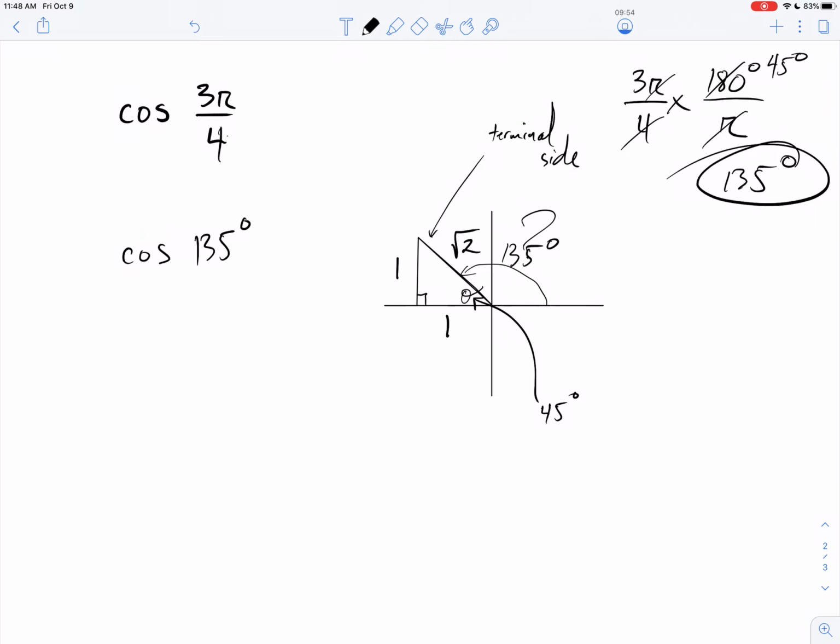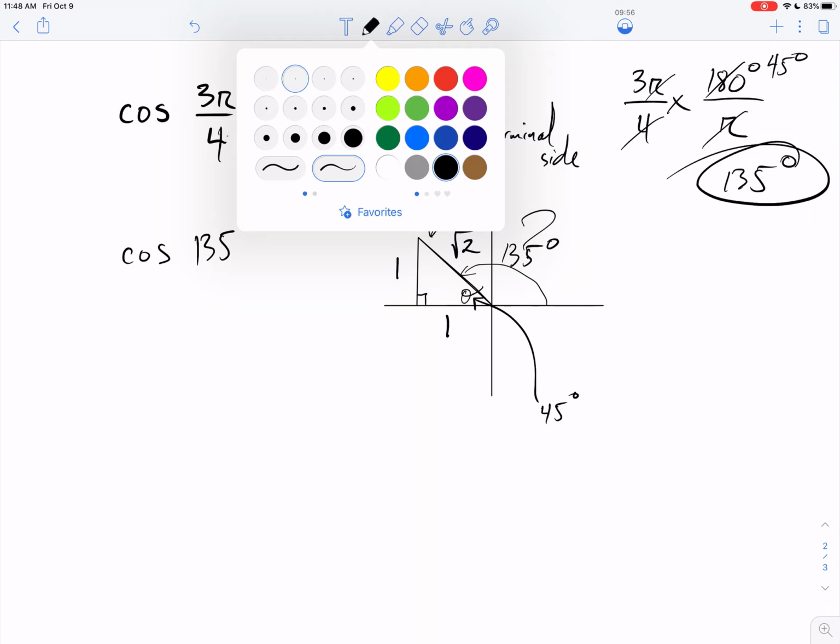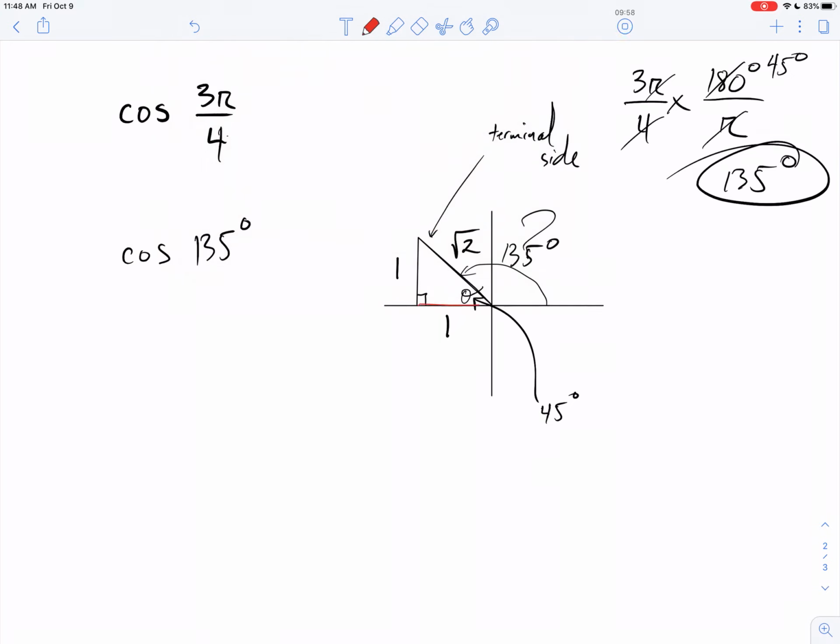But guess what? One of these numbers is on the negative side of the x, so I have to put a negative on him. This guy is going to stay positive because he's on the positive side of the y-axis, and the hypotenuse is always positive. Now, you do not have to write in the signs of positive things, but I want to make sure you know why I'm going to get a negative answer here. My answer is going to be negative rad 2 over 2.